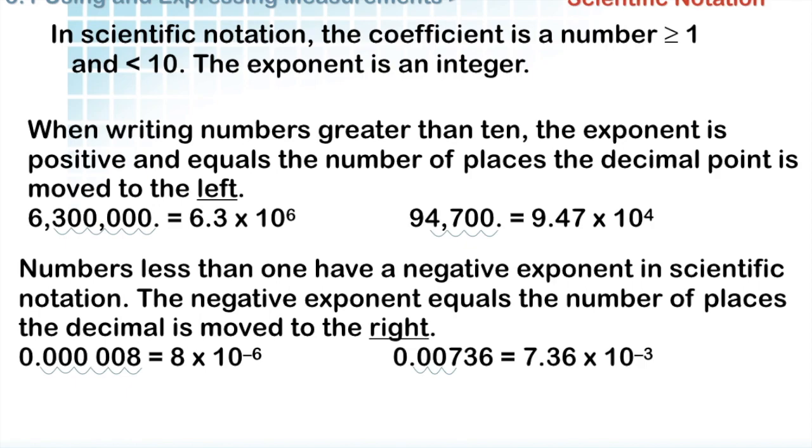Numbers less than 1 will have a negative exponent in scientific notation. The negative exponent equals the number of places to the right that the decimal would be moved. So a number like 0.000008 becomes 8 times 10 to the negative 6 because I'm going to move the decimal 6 spaces to the right. A number 0.00736 becomes 7.36 times 10 to the negative 3rd because I'm moving the decimal 3 places to the right. So if you move the decimal to the left, you're getting larger, meaning your exponent's going to increase. If you move it to the right, that means you're going smaller and the exponent is going to become negative.